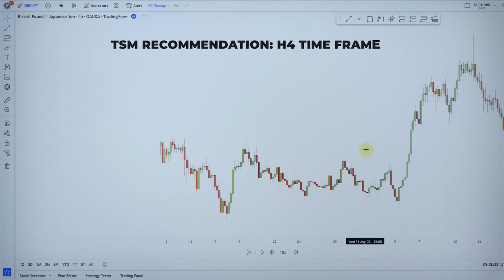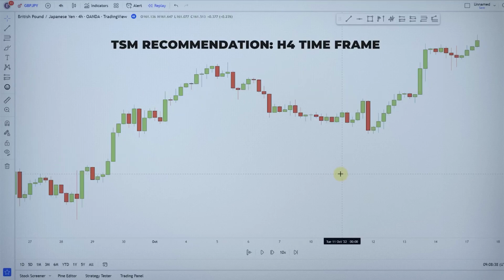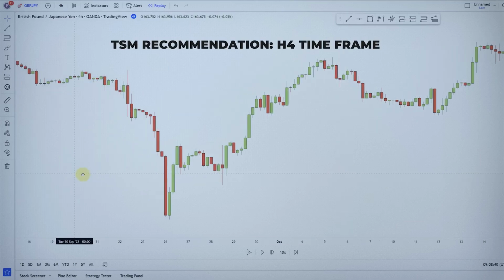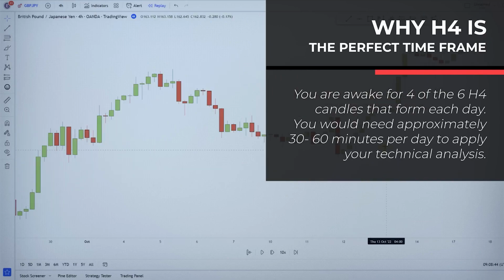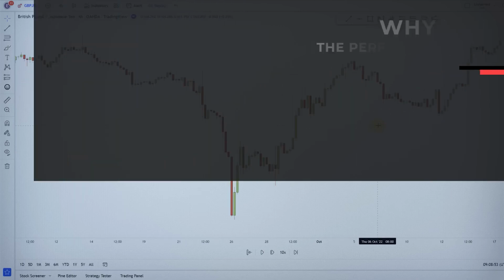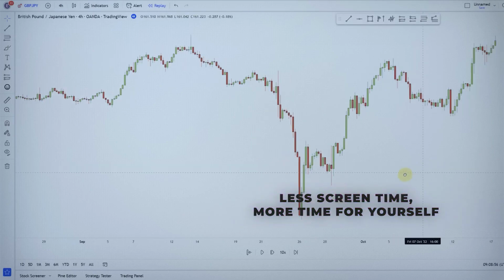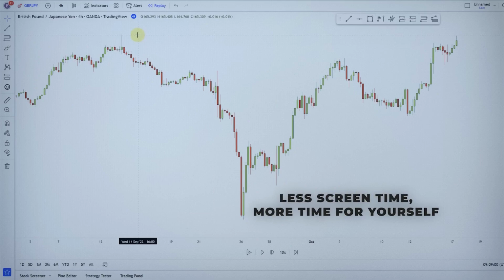If you'd asked me, the 4-hour is the perfect time frame to conduct your analysis and to find potential pockets of opportunity. You are most likely awake for 4 of the 6 4-hour candles that form each day. This means you would need approximately 30 to 60 minutes per day to apply your technical analysis. To me, this sounds much better than staying 5 or 6 hours staring at the charts on the lower timeframes.